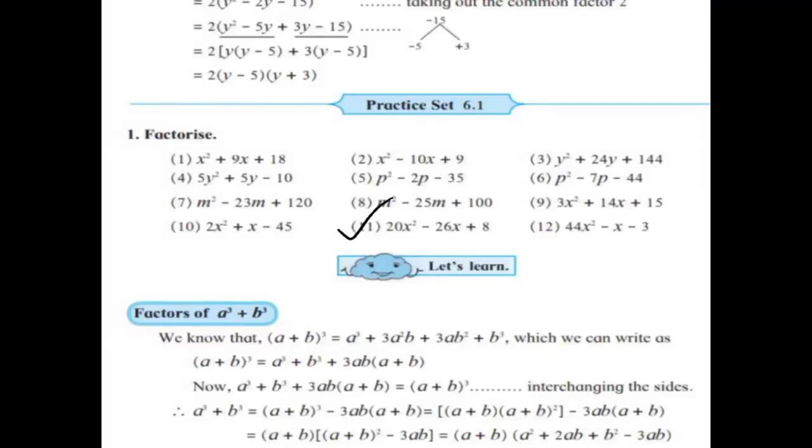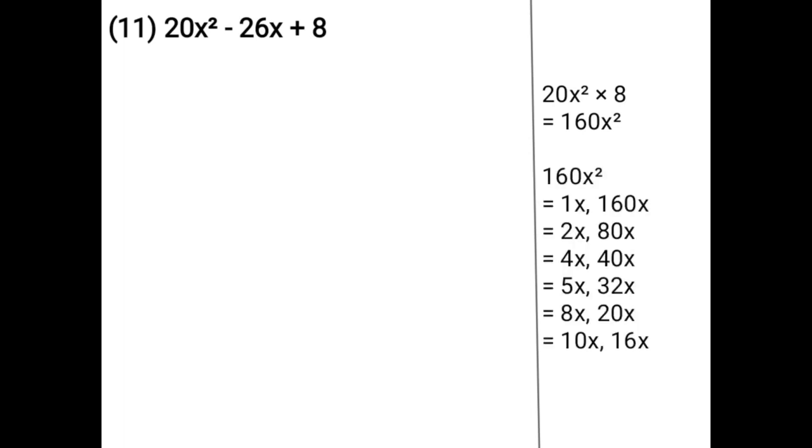20x² − 26x + 8. In the rough column, first you have to multiply the first term and the third term, that is 20x² into 8 equal to 160x². Write all the factors of 160x². After writing all the factors of 160x², you have to choose the correct factors of 160x² to write the expansion form of the middle term, that is minus 26x. Correct factors of 160x² are 10x and 16x to write the expansion form of the middle term, minus 26x.